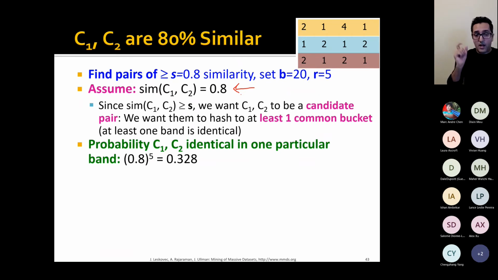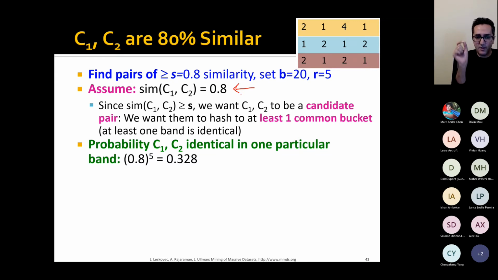So from the theorem, I know that two numbers for a particular row match with the probability that is the same as the Jaccard similarity, right? So I see two identical numbers with probability 0.8 because I know that the similarity is 0.8. So now what is the probability that we have a match in a band that has 5 rows?